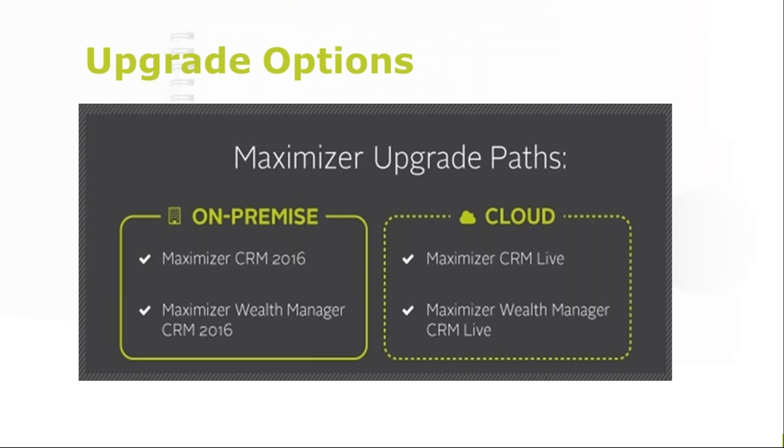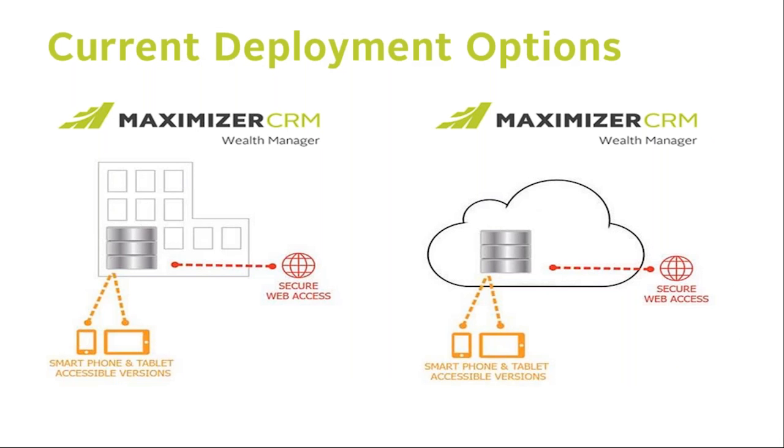For those of you that don't know, this slide is going to be changing very soon because we're going to be launching the Maximizer CRM Wealth Manager 2017, which is just going out this week to the very first customers. And the wealth management version of 2017 is going to go out 1 month behind, and November 22nd is the date we're targeting right now. So when I talk about the current deployment options, what it really looks like to you is either the left-hand side or the right-hand side.